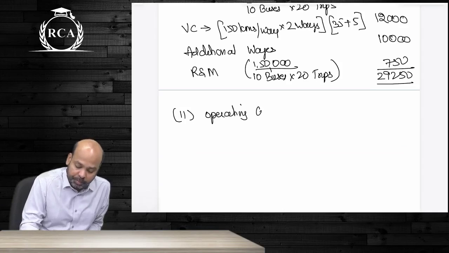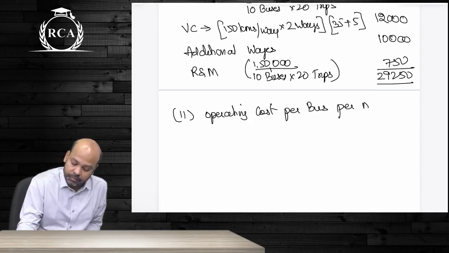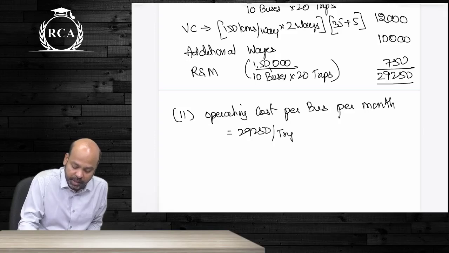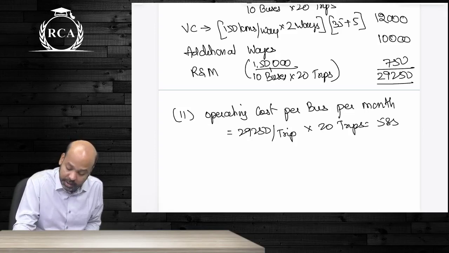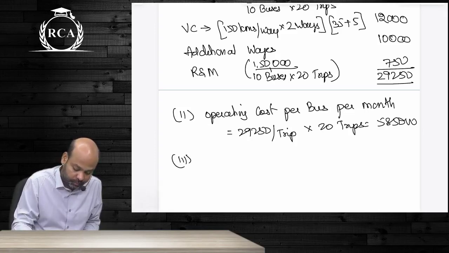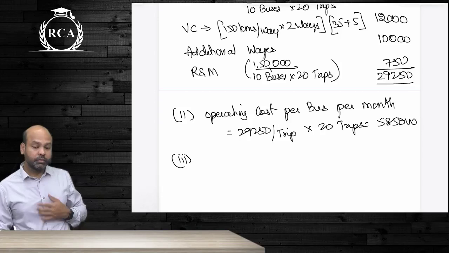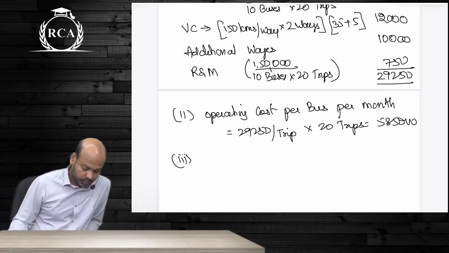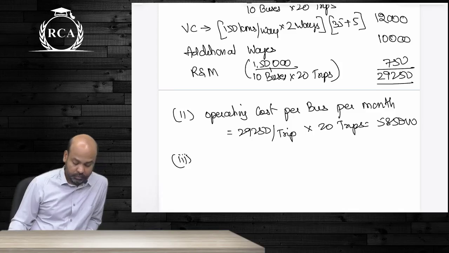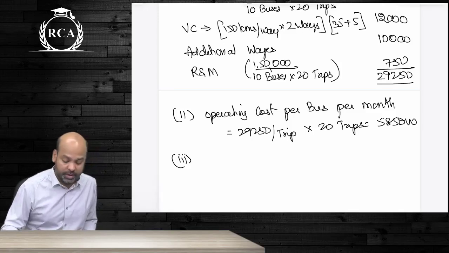Operating cost per bus per month beta will be 29,250 is per trip, and each bus is making how many trips in a month? 20 trips. That will be 5,85,000. Are you all clear about the second bit?